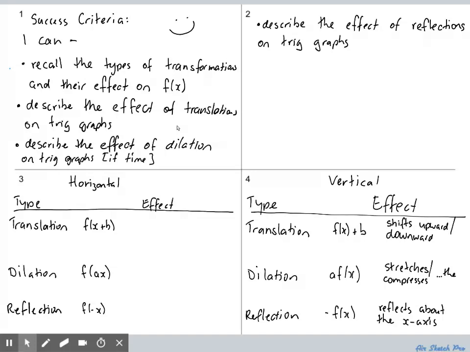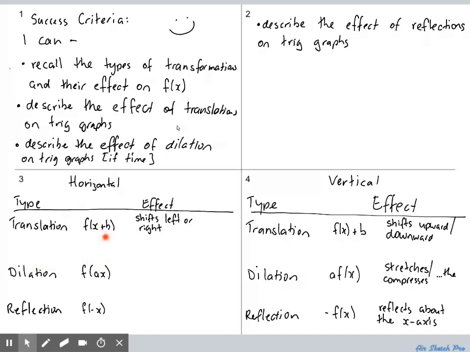So what's the effect of x plus b? Adding b to the input. The first thing is it shifts left or right. If b is positive, does it shift left? So if b is positive, does it shift that way or does it shift that way? Does it shift to the left or to the right if b is positive? Yes, well done, Ollie. It shifts to the left.